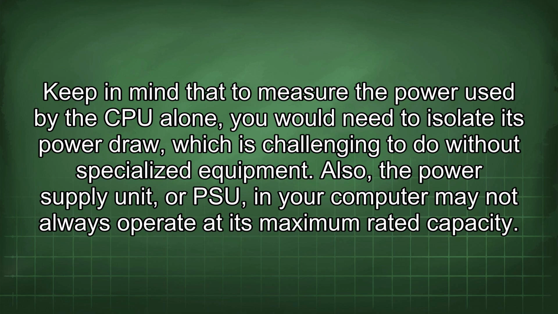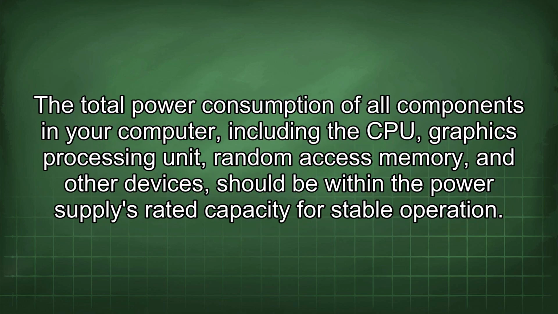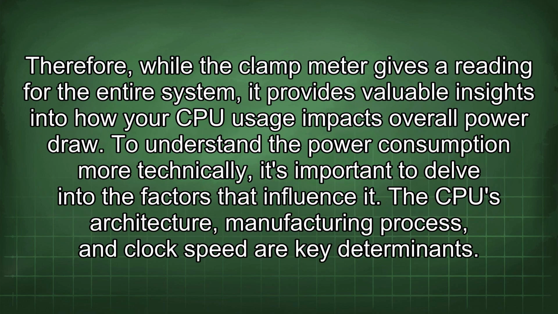Also, the power supply unit, or PSU, in your computer may not always operate at its maximum rated capacity. The total power consumption of all components in your computer, including the CPU, graphics processing unit, random access memory, and other devices, should be within the power supply's rated capacity for stable operation. Therefore, while the clamp meter gives a reading for the entire system, it provides valuable insights into how your CPU usage impacts overall power draw.